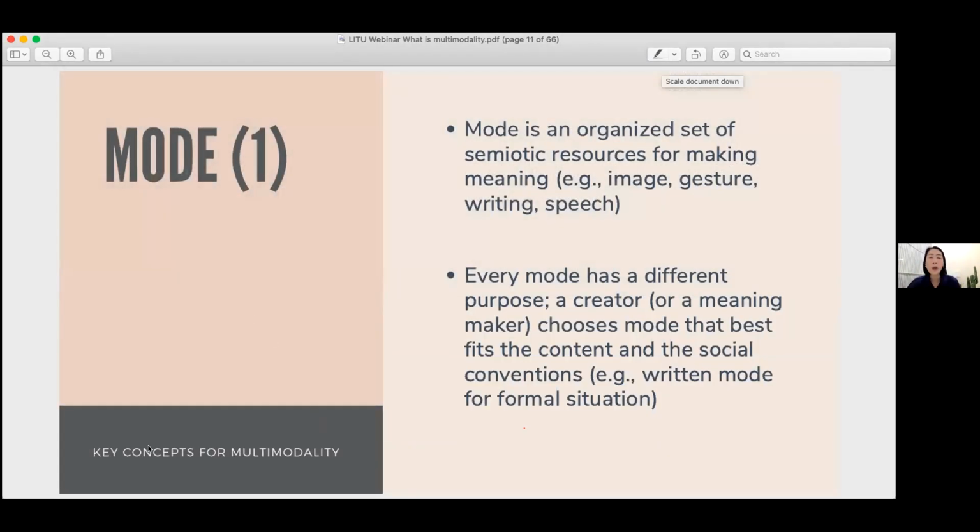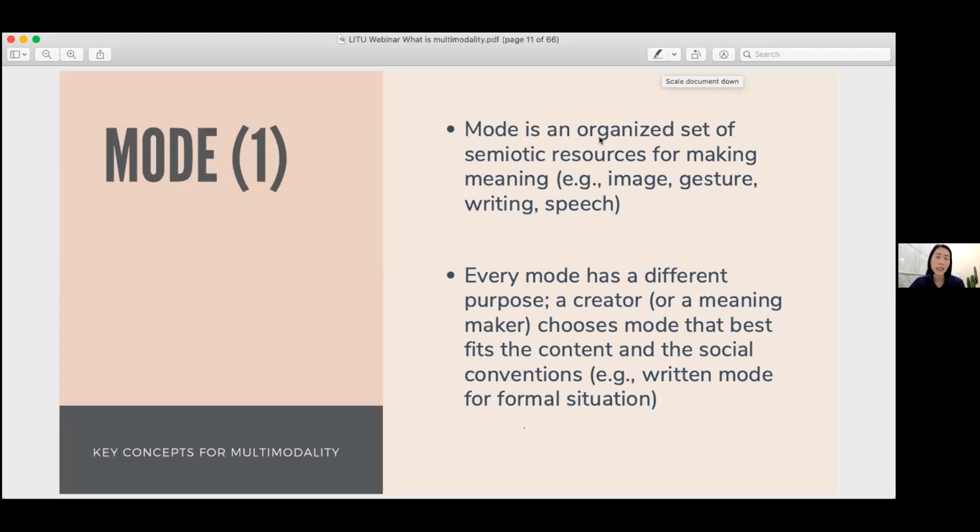So let's talk a little bit about mode. Bear with me for a few more seconds before we do some fun activities. I actually use this term a lot already, but one of the key concepts you should know about multimodality is mode. So what is mode? Mode is an organized set of semiotic resources for making meaning. If it is too complex to understand, you can just think: image is a mode. We have gesture, we have writing, we have speech. Those are modes, and they are available to you to make meaning from.